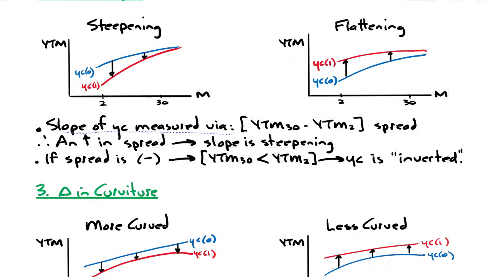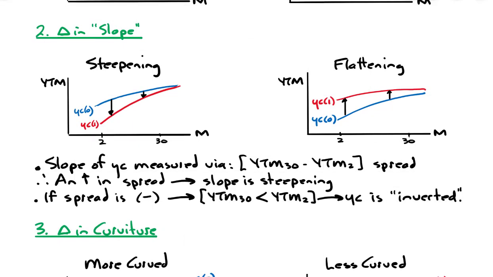Now, the slope of the yield curve is measured by looking at the spread, or the difference, between the 30-year yield and the 2-year yield. So if I'm looking at this example, I would look at the 30-year yield here, and I would subtract the 2-year yield here, and the difference between the two is the gap in between. Now, of course, as this spread or gap increases, it would indicate that the slope is getting steeper.